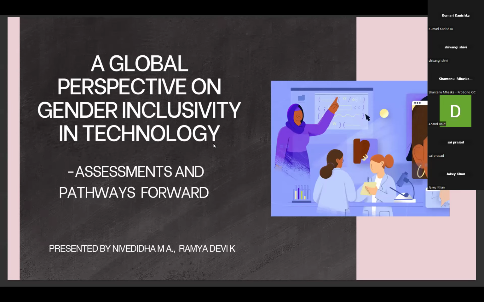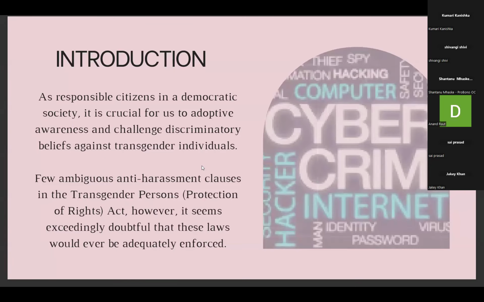Our paper is titled The Global Perspective on Gender Inclusivity in Technology, Assessment and Pathways Forward. Moving forward, there is no legal assurance in India concerning cyberbullying for anybody using social networking sites, much less for the LGBT community. Neither the Information Technology Act nor any other modification is designed to shield the LGBT community from online harassment. There are a few ambiguous anti-harassment provisions in the Transgender Persons Protection of Rights Act, but it seems doubtful these laws would ever be adequately enforced. The individuals who belong to these marginalized sexes are also not protected against cyberbullying within the IPC, that is the Indian Penal Code.